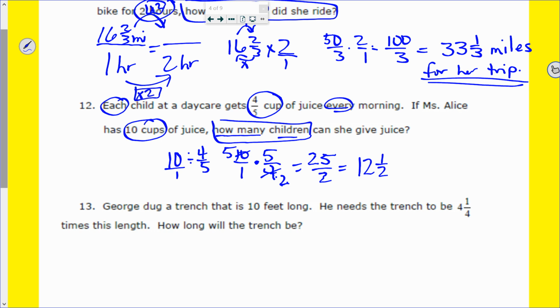On this one, it's really key that you pay attention to the question. If I have 12 1/2, can I cut a child in half? No. So she can give 12 children juice. That half is just going to be leftover juice in the bottle to mix with the next one.